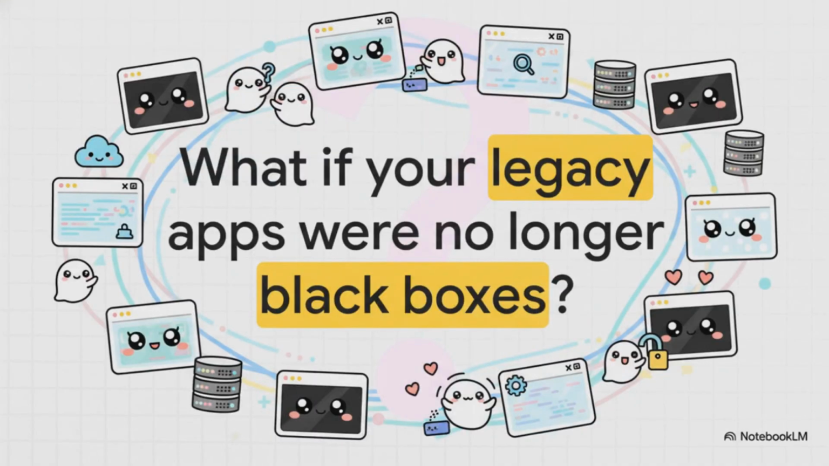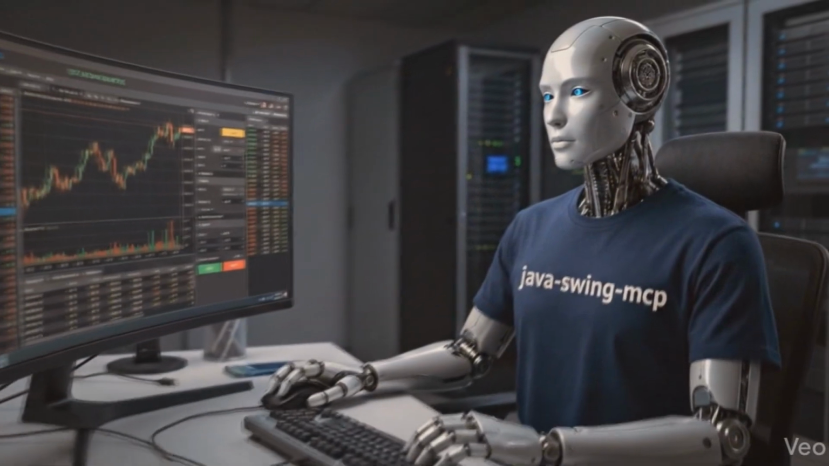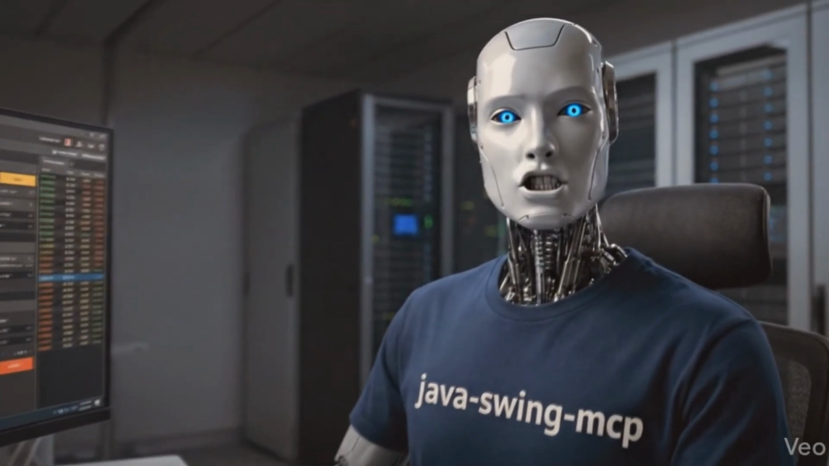So I'll just leave you with this question. What could your teams accomplish if those critical, complex legacy applications were no longer opaque black boxes? What becomes possible when they can finally tell you exactly what they're doing at any given moment? That's the power this pattern unlocks. The implementation is Swing. The pattern works everywhere.